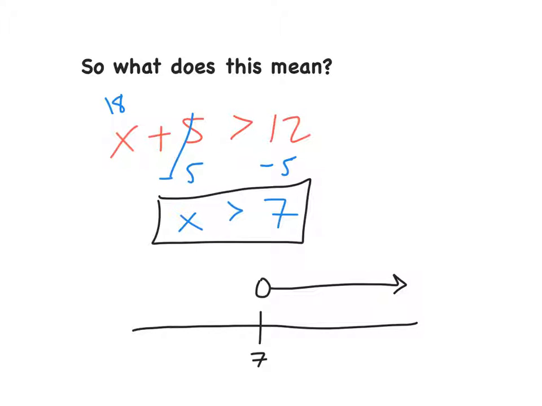We can't put the number 7 here because 7 plus 5 is not greater than 12. It's equal to 12. So that's why we're not including this 7, but any number greater than 7 will work. So we can get 8, 9, 10, 11, and so on. Any number greater than 7 will make this a true inequality.